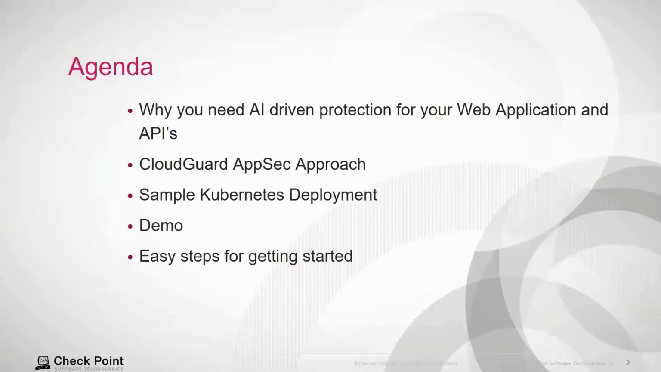We're going to talk about why you need AI-driven protection for your web applications and your APIs. We'll take a look at the CloudGuard AppSec approach to doing this. We'll go through a sample Kubernetes deployment architecture and talk about how this can easily be applied to your existing application infrastructure. And then we'll take a look at a quick demo.